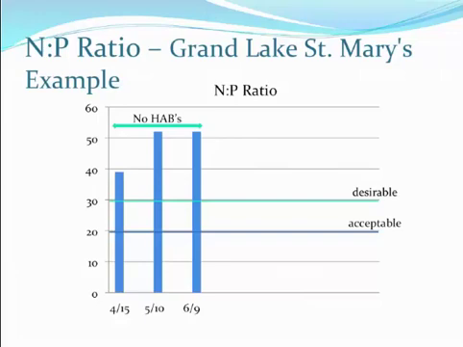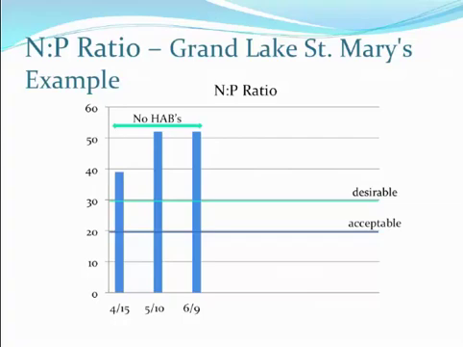I want to show you the Grand Lake St. Mary's example from this past summer. Of course, everybody's familiar with that probably. It's been in all of the newspapers. But if you look at the data, first of all, the nitrogen to phosphorus ratio data from the EPA, and I thank the Ohio EPA for providing this data to all of us. During the spring, from 4/15 through 6/9, our nitrogen to phosphorus ratios were quite high. Two dates were in excess of 50 to 1. And that's good. There were no harmful algal blooms at that point.